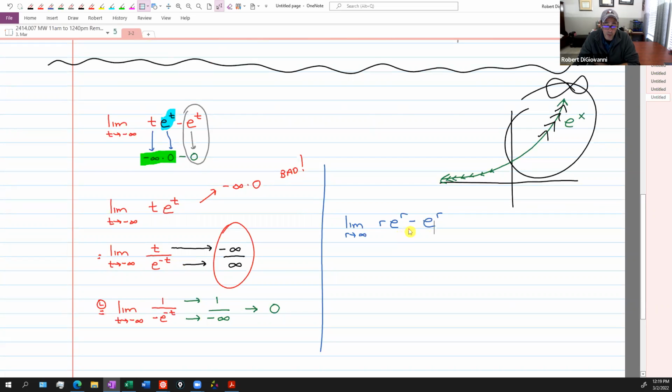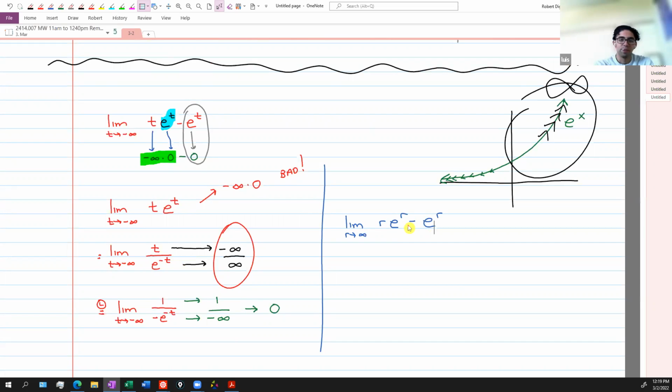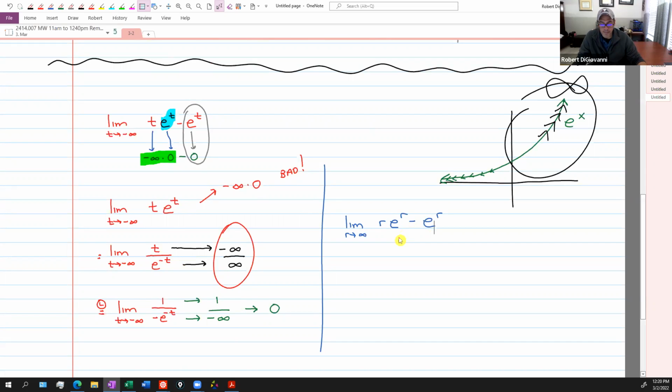Okay, so now what we do is, we're going to do this again. But we know it's 0, so can we say it's 0 then? This isn't the same limit. Because in this one, t was going to negative infinity. Here, r is going to positive infinity, right? So we aren't necessarily going to get the same answer. So let's just check to see what happens.